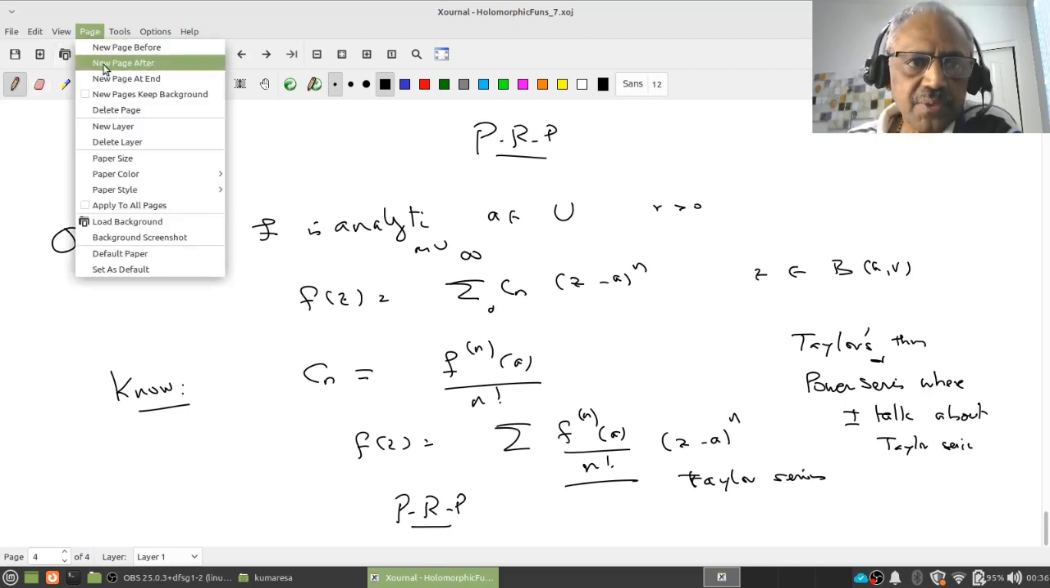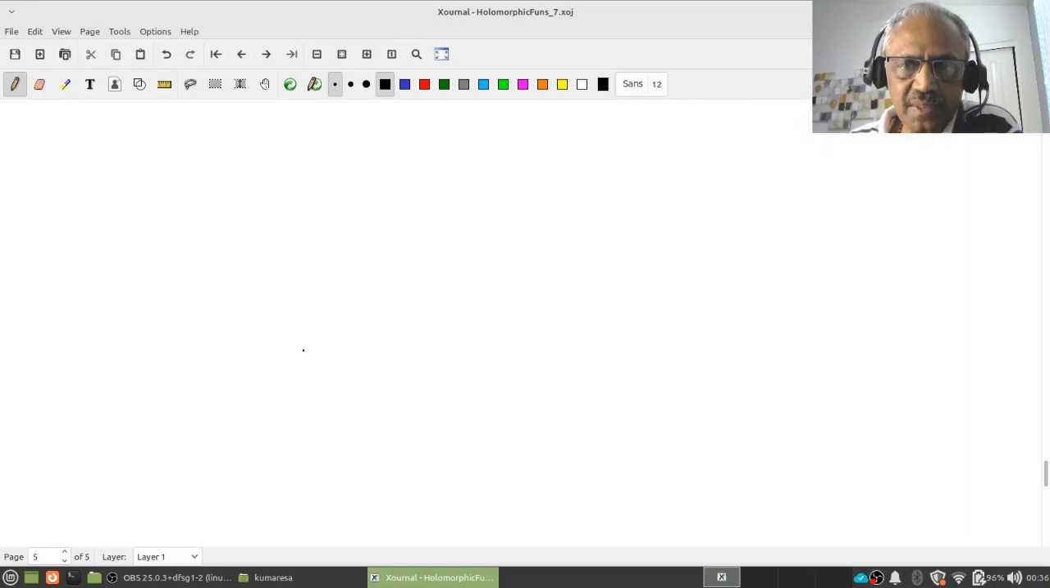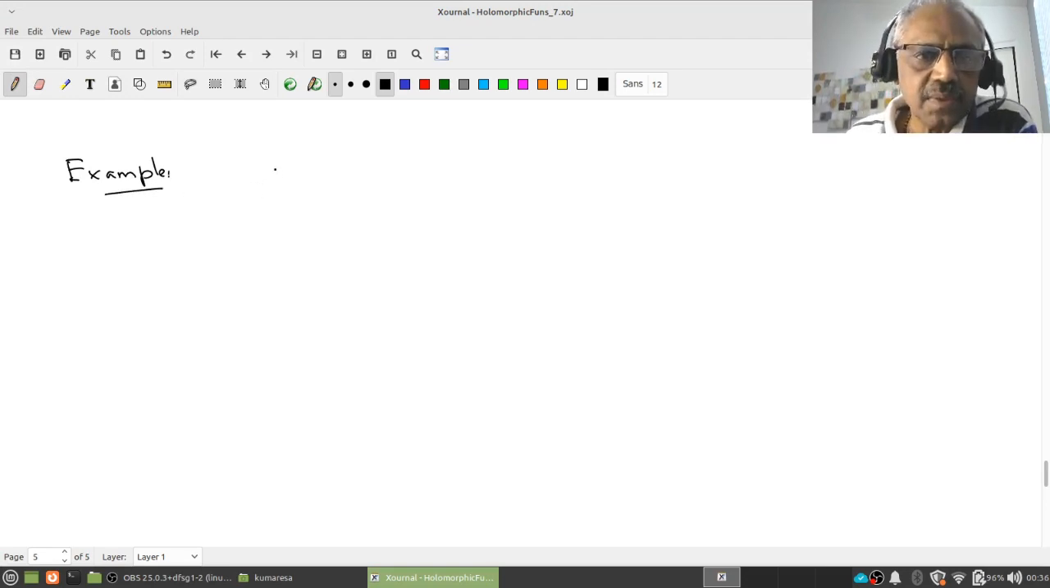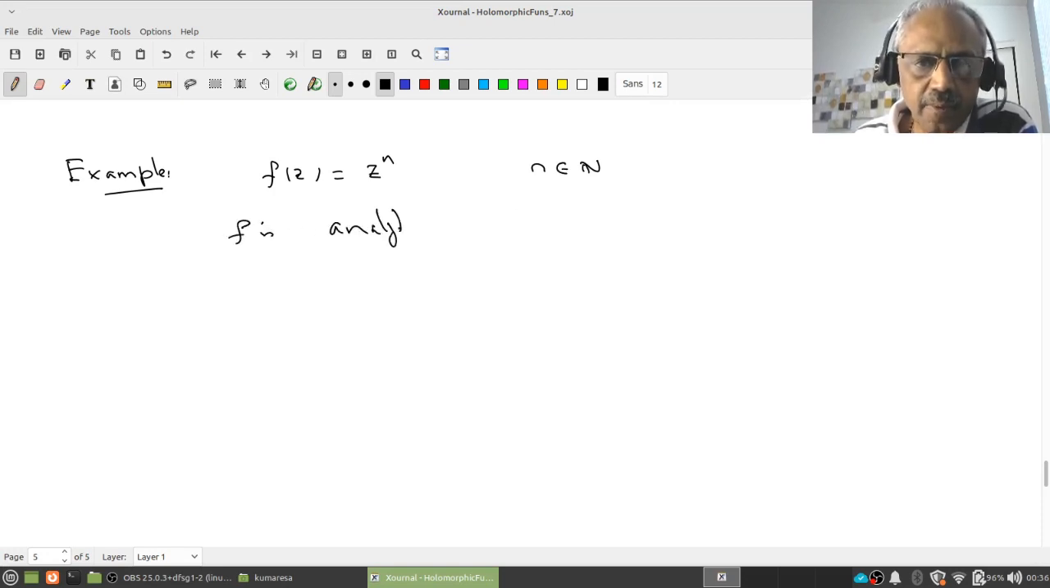So it's now time for us to give some examples. There is an obvious question you will ask, but I will come back to it later. Let us start with a simple example. Let us say f of z equals z to the power n, n a natural number. I say f is analytic on C.